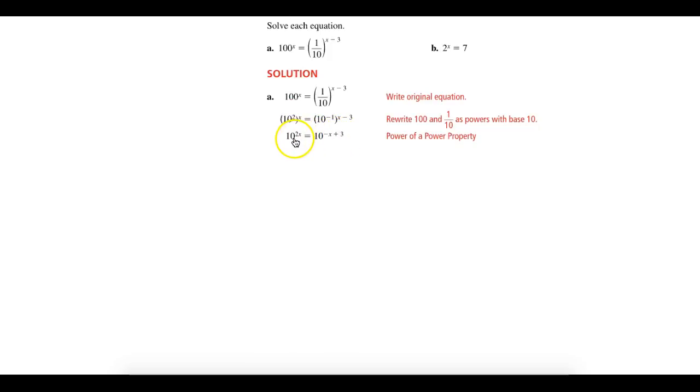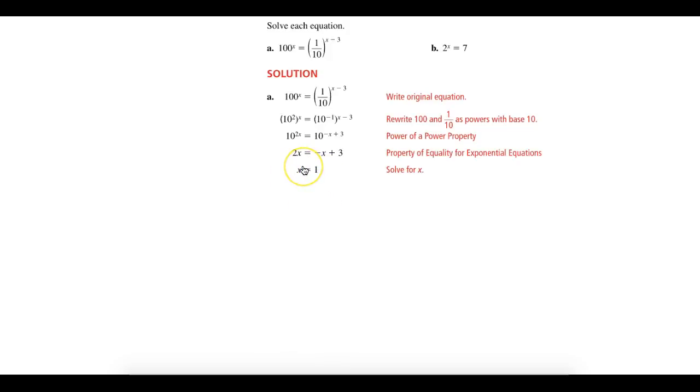So now we can just forget about the bases. We can just write our exponents as a single equation. So we can write 2x equals negative x plus 3. Now, first of all, our variables are out of our exponents, and we have just a simple algebraic equation that we can rearrange, isolate our variable, and solve. So if we add x to both sides and divide by 3, we get x equals 1.